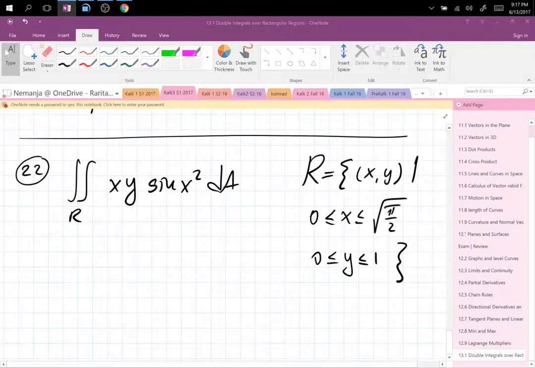I hope you're working on this stuff, trying to figure out which one. Try to do it both ways. Try to do dx dy and then dy dx. See, do it.